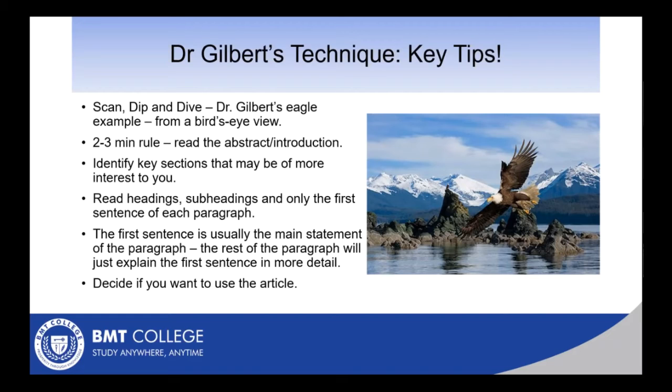Once the abstract or the introduction caught your attention, you will identify key sections that may be of more interest to you. And you will do that by reading the headings of the piece of work, the subheadings, and only the first sentence of each paragraph. The first sentence of each paragraph is usually the main statement of the paragraph, the main idea of what the paragraph is about. And the rest of the paragraph just explains the first sentence in more detail.